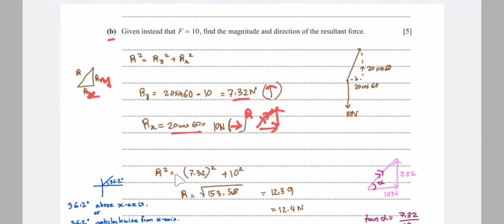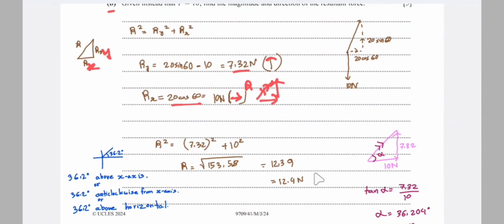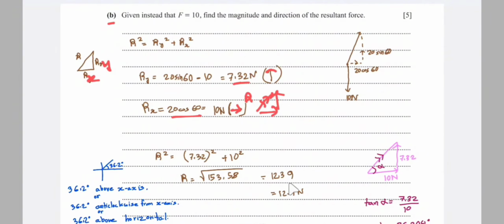So by using this formula, we calculate the resultant force, that is 12.39 or approximately 12.4 Newton, correct to three significant figures. Then we know the value of the resultant force. Now, we have found the magnitude. Now what is the direction of the resultant force?